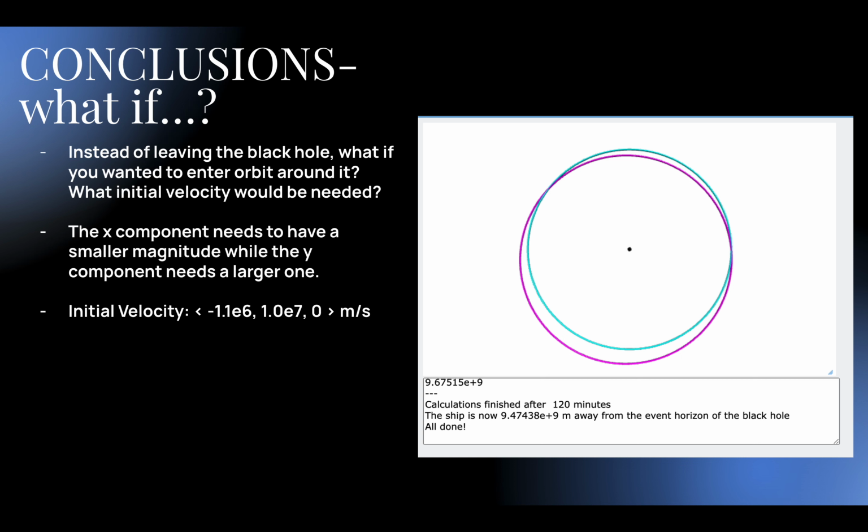Using trial and error, we can find that with a velocity of negative 1.1 e6, 1 e7, and 0 meters per second, we can find a trajectory that orbits the black hole. The trajectory is seen as magenta.